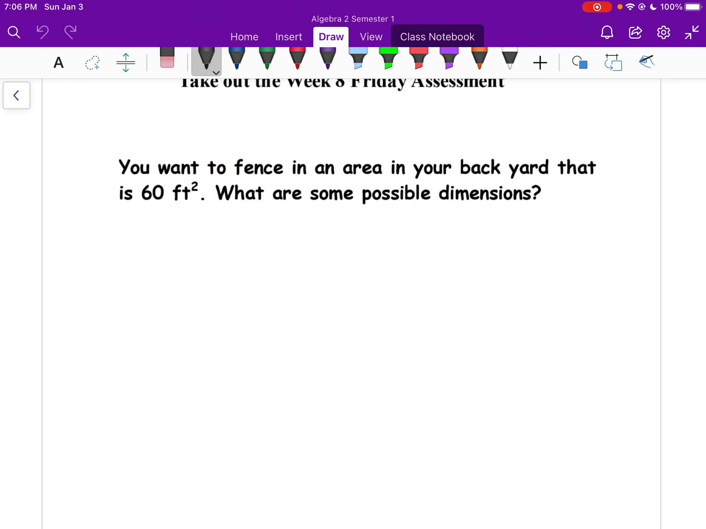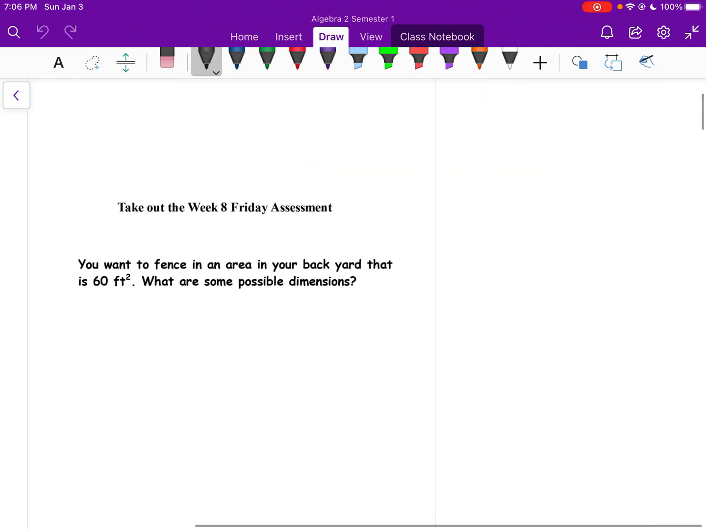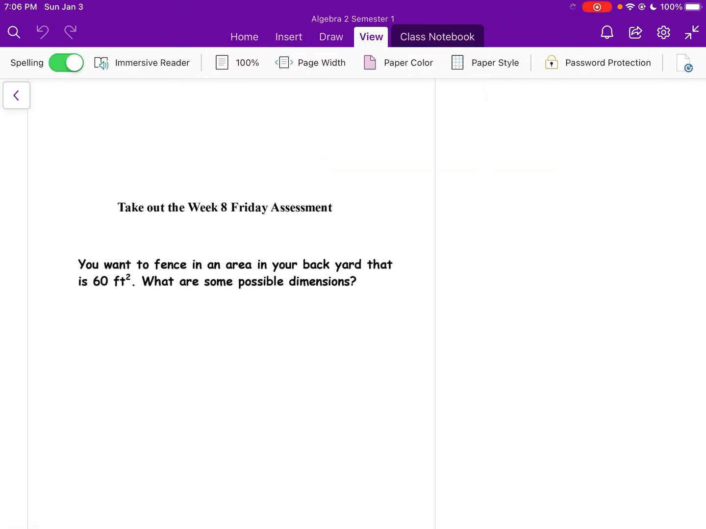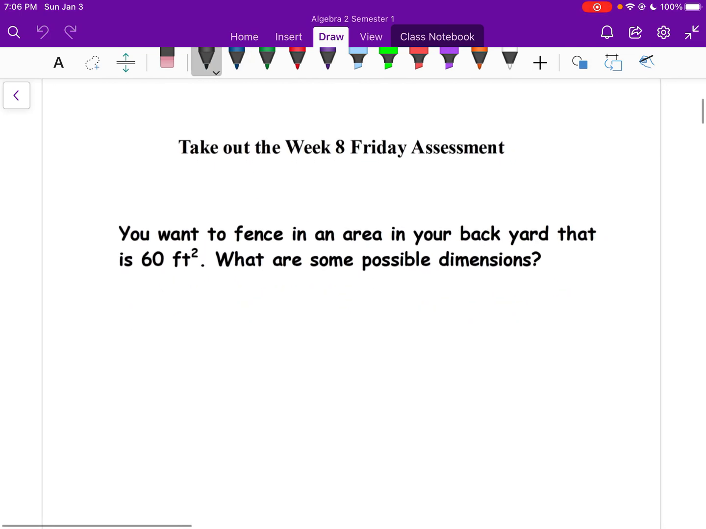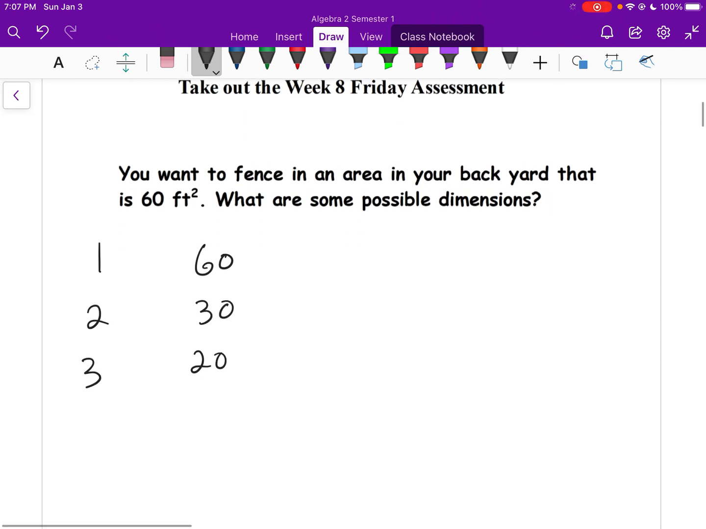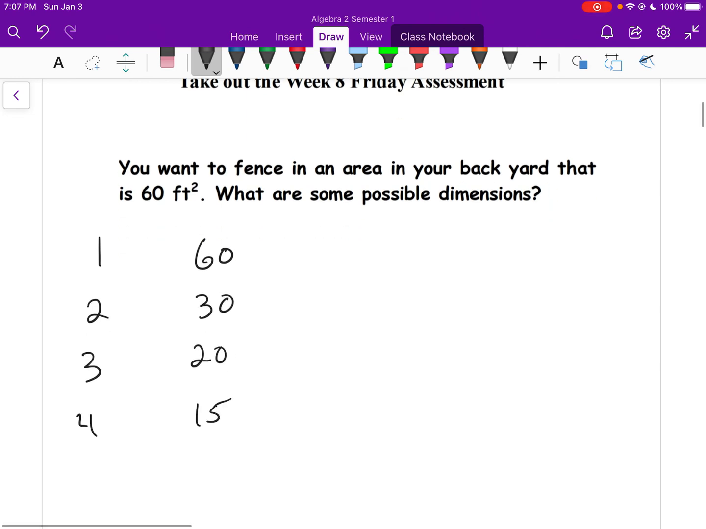you want to fence in an area in your backyard that is 60 square feet. What are some possible dimensions? If you think about a fence, length times width. We could have a 1 by 60, 2 by 30, 3 by 20, 4 by 15, and we can go on and on.